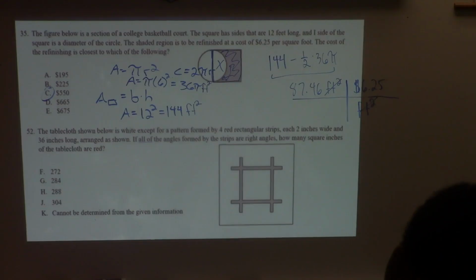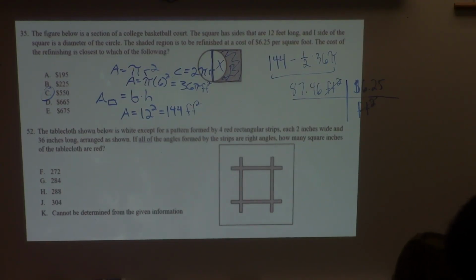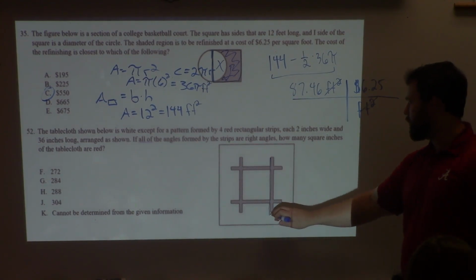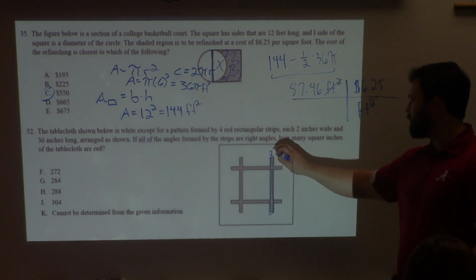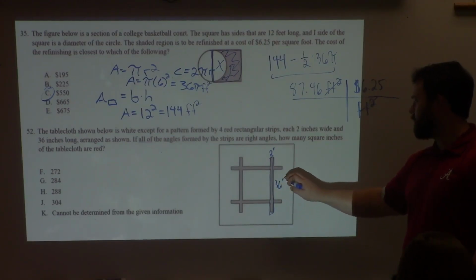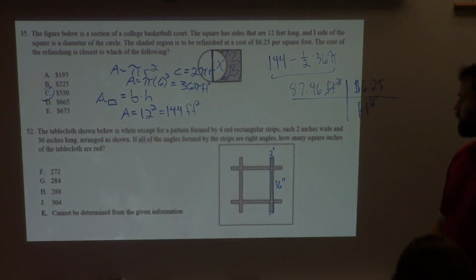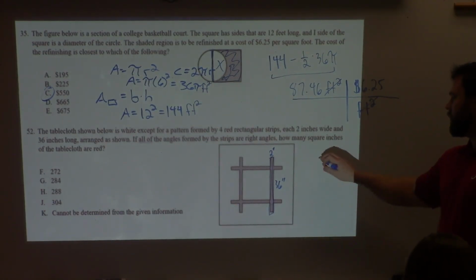Okay, next problem, number 52. Wait, can I explain this one? Sure, go for it. Yes. Stop wasting time, go. Okay, so each shaded section is 36 by 2, correct? 36 inches long, 2 inches wide? Yep. And we have four of the 36 by 2s. Okay, so what are you doing since you have 4 of these? We multiply by 4 first of all. Okay, so 4 times 36 times 2?